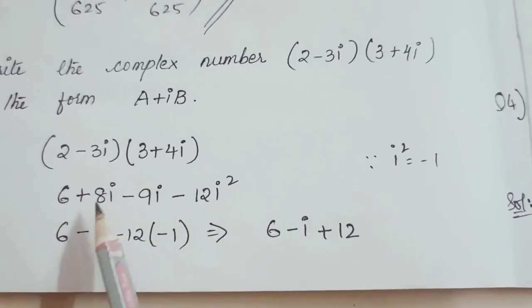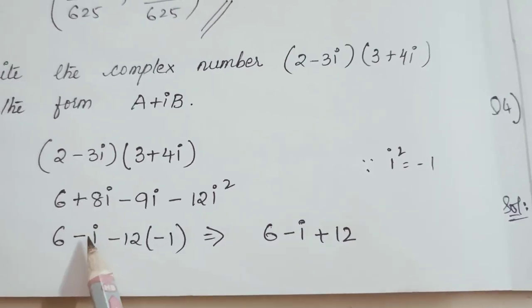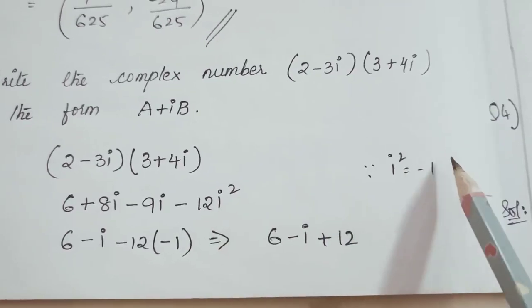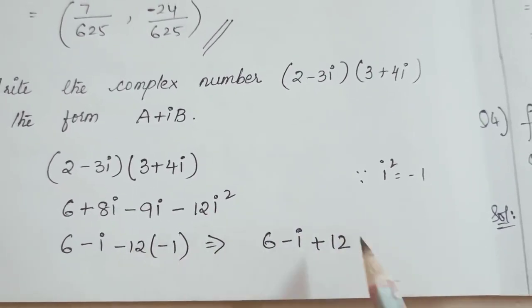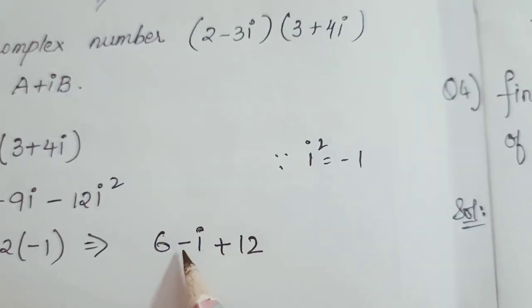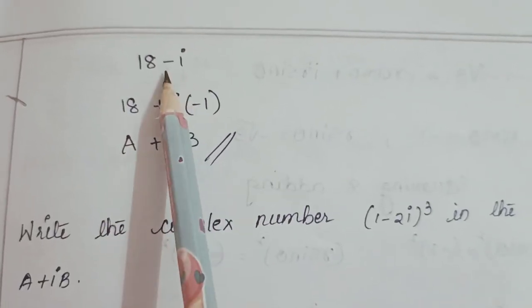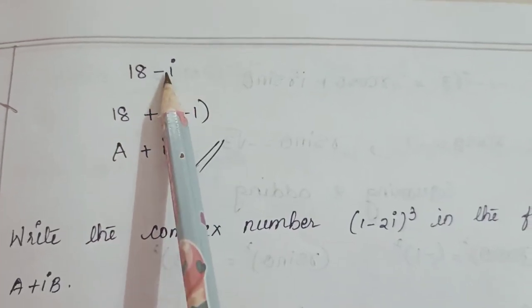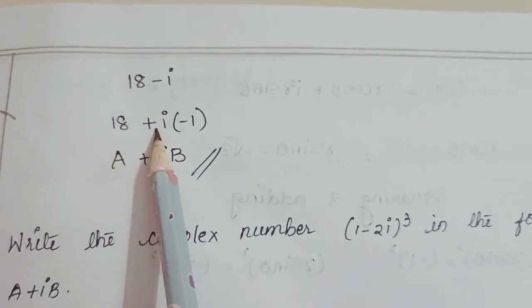6, minus 9i plus 8i is nothing but minus 1i, that is minus i. Minus 12 i square, and the i square value is minus 1. So minus 12 into minus 1 is plus 12. 6 plus 12 is 18, 18 minus i. Now we have to write this in the form a plus ib, so we want a plus sign here. 18 plus i, here minus 1 is there, so writing minus 1 in the bracket, that is a plus ib.